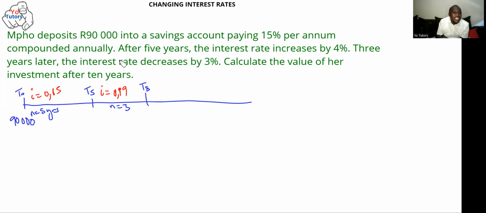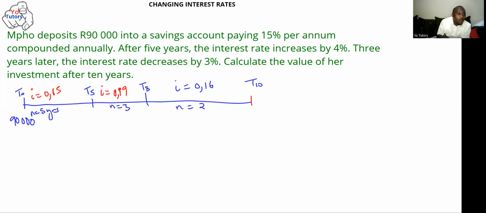Now, 3 years later, the interest rate decreases by 3%. So it means that from T8 going forward up to T10, so here our T10 is here, and we're told that the remaining period is going to be decreased by 3%. So we're going to say now 19 minus 3 is going to be equal to 16. So here i is going to be equal to 0.16. That's what we have there. And what is our n here? Our n here is 2. So you give 5 years first, then you've got 3 years, then you've got 2 years, and they add up to 10 years.